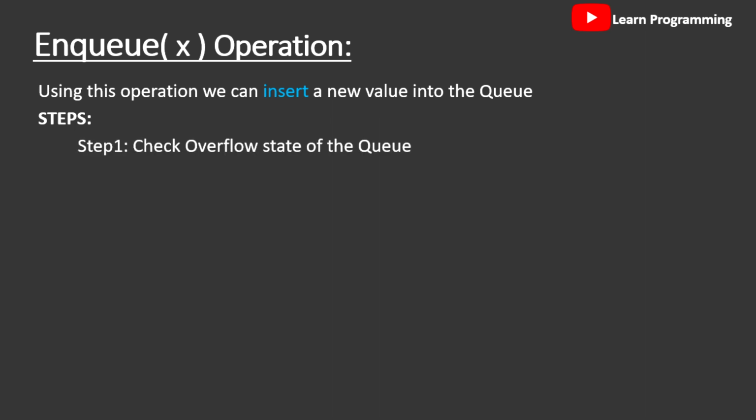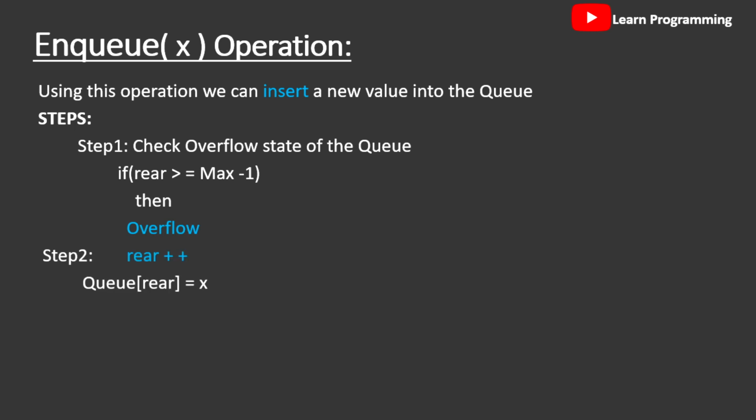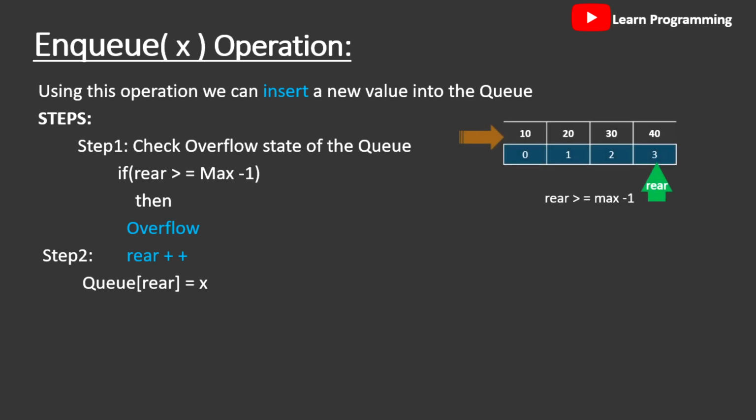First we will check the overflow state of the queue. So overflow state of the queue can be checked using this condition. If rear greater than or equals to max minus 1, then we just simply print overflow. If not, we increment the rear pointer and then we insert the new value into the queue. So you can see that pictorially here. So the rear position is 3 at this moment, and the maximum number of values are 4. So the maximum index is 3.